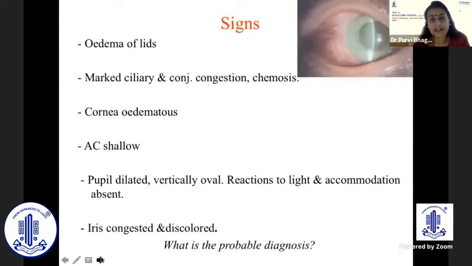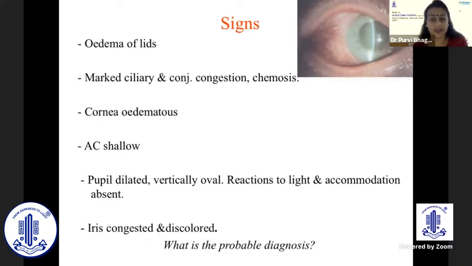A very classical case again with lid edema, congestion, chemosis, edematous cornea, a very shallow to flat AC. The pupil is also classically dilated, vertically oval, sluggishly or not reacting to light and accommodation. The iris is edematous, discolored. Again, the diagnosis is not very difficult.